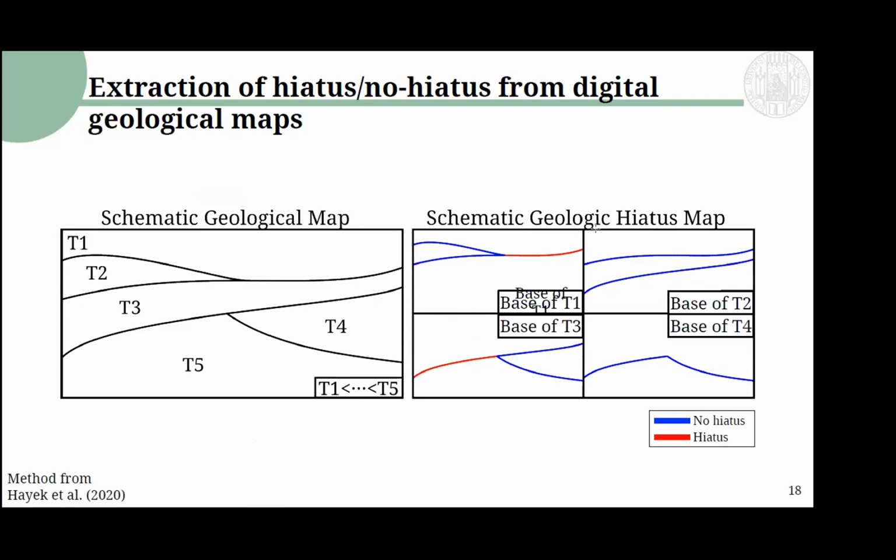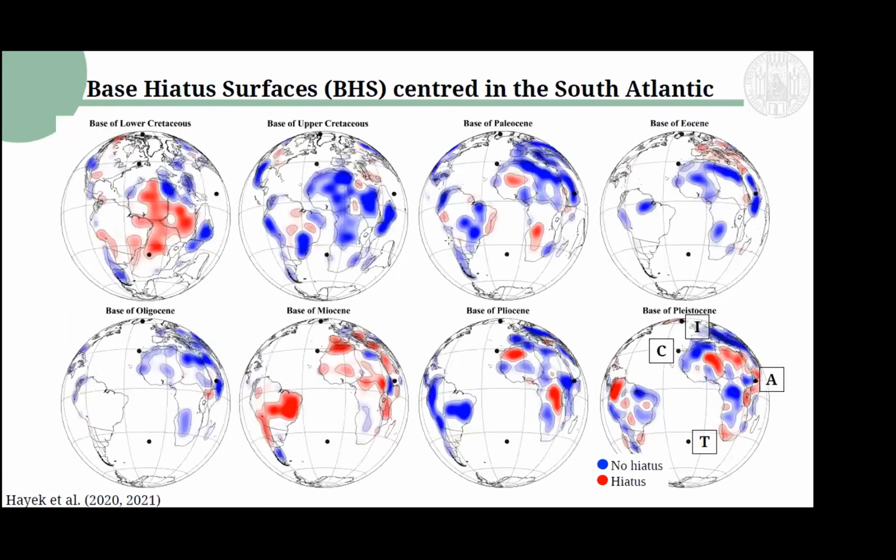We get a bunch of time windows that indicate what happens to the previous time step. So in the base of T1, which is duplicated here, layer T2 is not here, but it is present in here. Once we extract all these contacts, we put them in a regularized grid and apply a spherical harmonic transformation. This gives us the following surfaces. These are what we call the base hiatus surfaces, or BHS.